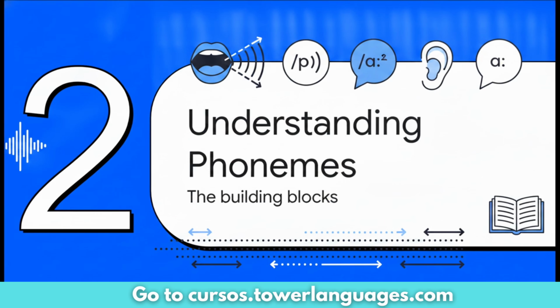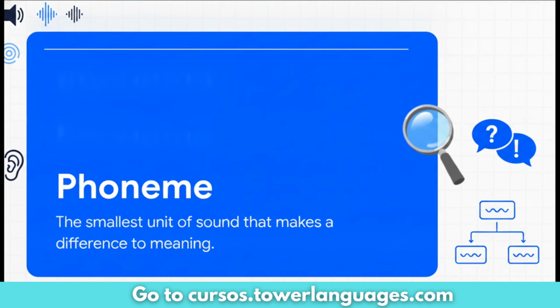Section 2, understanding phonemes. Okay, so what exactly is a phoneme? It's defined as the smallest unit of sound that makes a difference to meaning. There's that word again, meaning. In English, if you swap out just one tiny phoneme, you don't just get a word spoken with a funny accent. You often get a completely different word altogether.